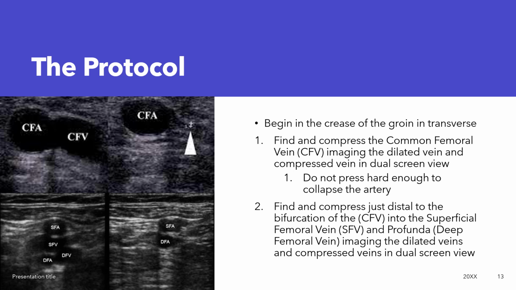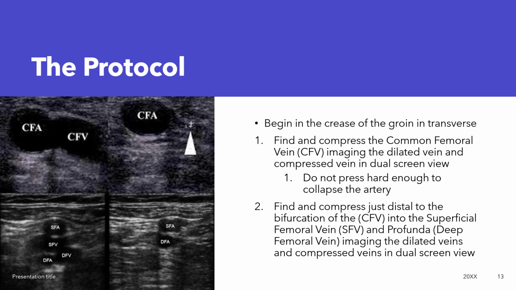And you'll want to take a look at that common femoral vein, make sure that you don't see any internal echoes, and then compress through that vein. And you'll want to record or take an image demonstrating in dual screen the common femoral vein with the common femoral artery with no compression, and then with compression showing that common femoral vein disappearing.